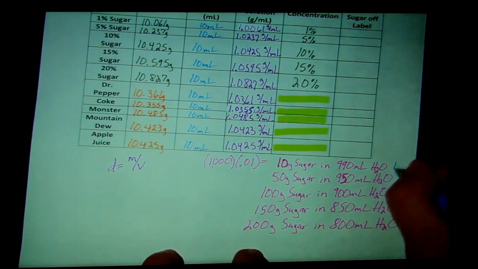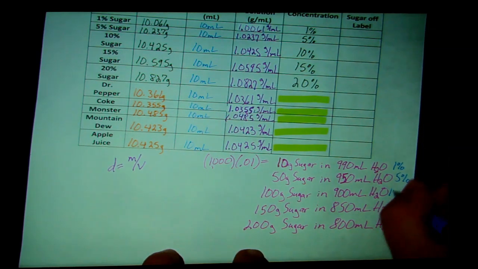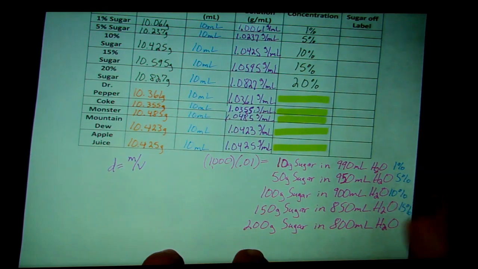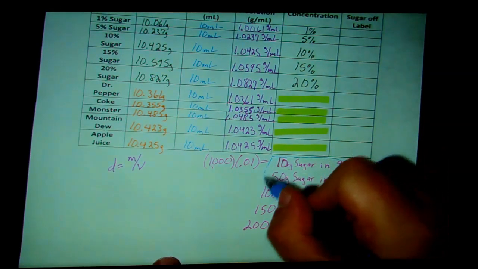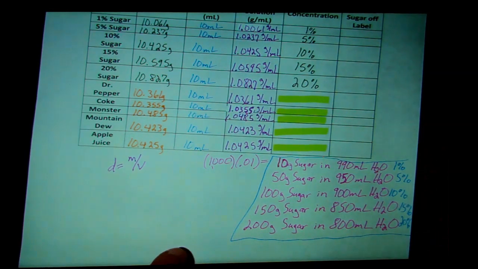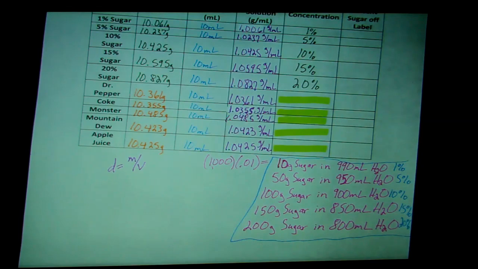And whenever I did that, these are for 1%, 5%, 10%, 15%, and 20%. Okay, that's how we got these numbers, these solutions. That's where we got all that information from.